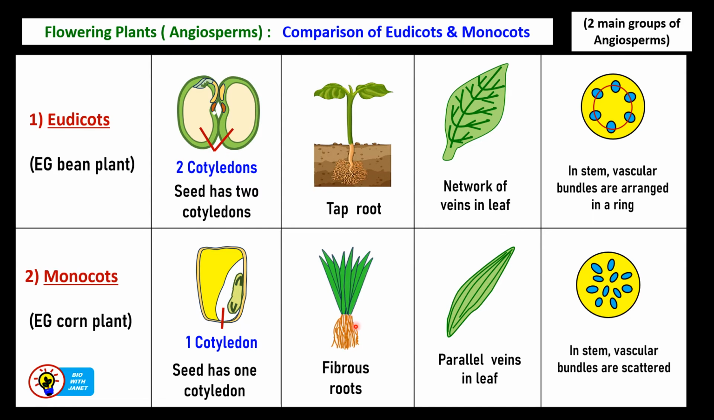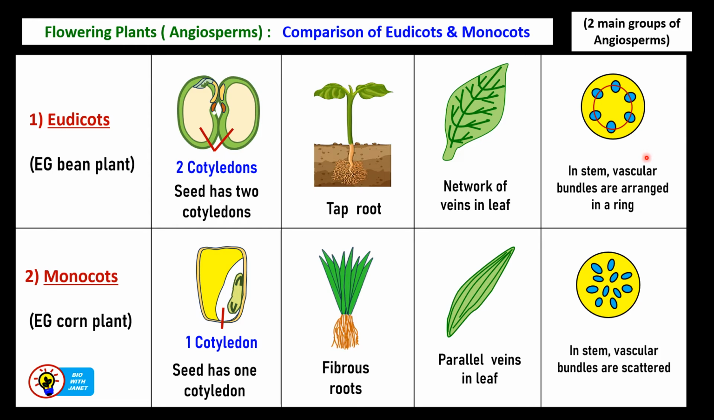Monocots don't have a taproot, okay? They have many small fibrous roots that grow downwards from the plant. Then looking at the leaves, this is a very simple way to differentiate eudicots and monocots. Look at the pattern of the veins. If the veins show a network pattern, okay, net-like pattern, in the leaves, then it's an eudicot. Whereas for monocots, the veins are arranged in a parallel pattern, all right, almost parallel to each other, and the leaves are usually more elongated.